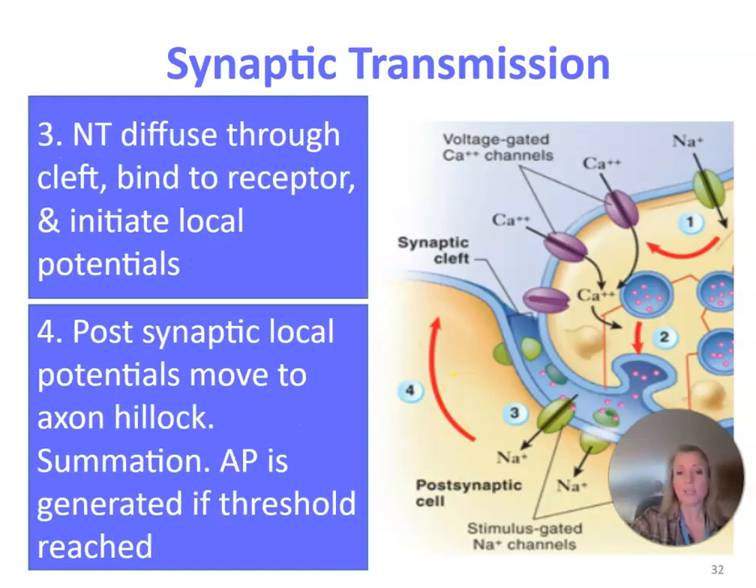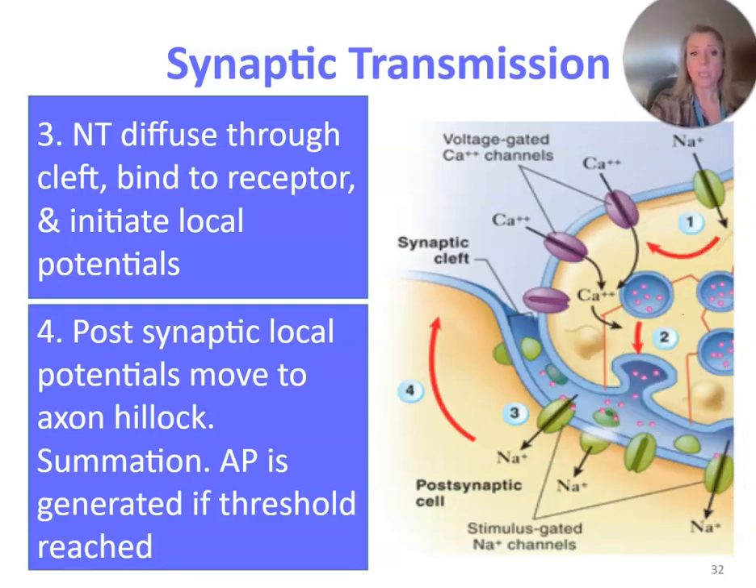Then at number 3 in our picture, our neurotransmitter, which is our signal that has just left the vesicle, is now going to diffuse through the cleft and bind to a receptor on the postsynaptic cell. And in doing so, it's going to initiate a local potential. A couple of things I wanted to review on that: the neurotransmitter is acting as a ligand, and the channel that it binds to is a ligand-gated channel. So it wouldn't open unless a neurotransmitter actually bonded to it.